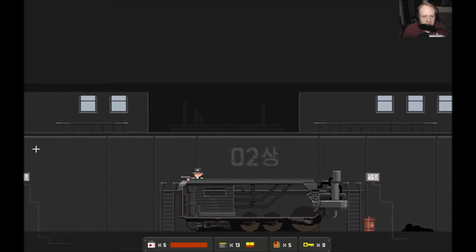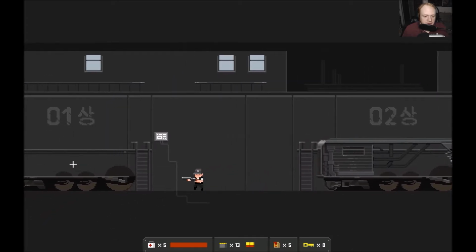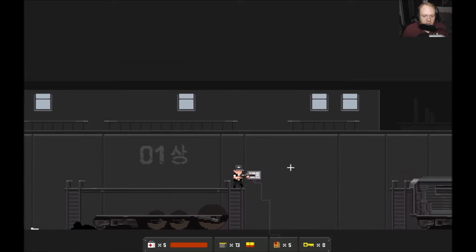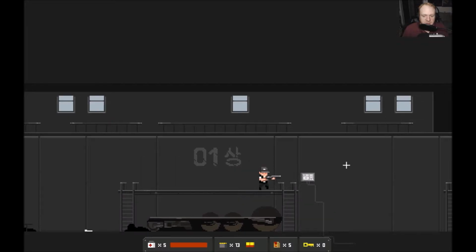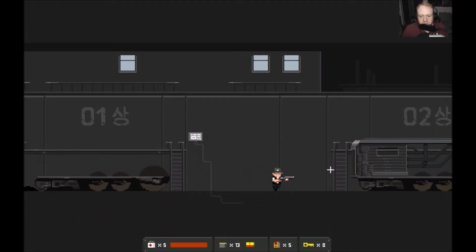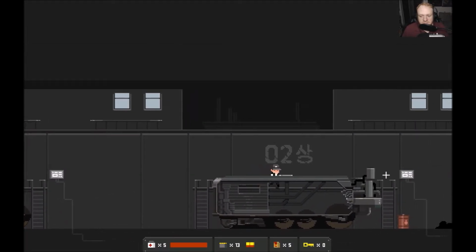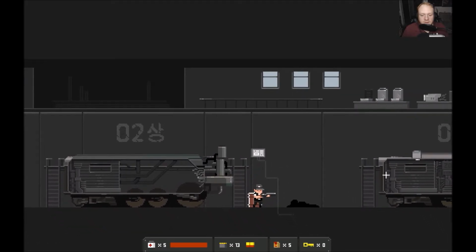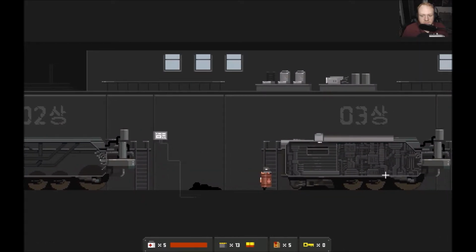Did we see any more of these little things? Yes, we did. Nothing there. Doesn't say anything. Okay. And we got an explodey barrel, which I'm sure we could take with us and be useful.